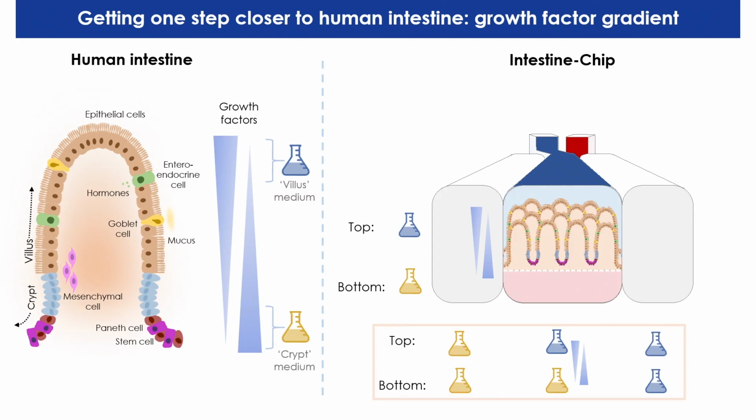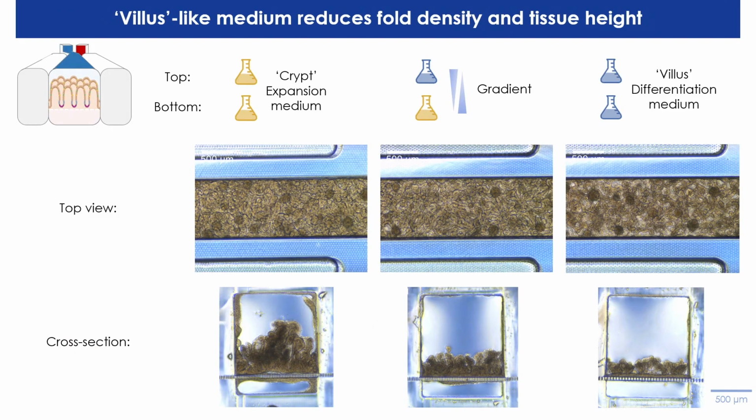So after seeding the cells on the system and letting them grow for a few days, we exposed them to either the crypt medium on both sides, the villus medium on both sides, or to this gradient. And this is how the cells look under these different conditions. So we can see here in the top panel the top view of the top channel, and in the lower panel you see the cross-section of both the top and the bottom channel.